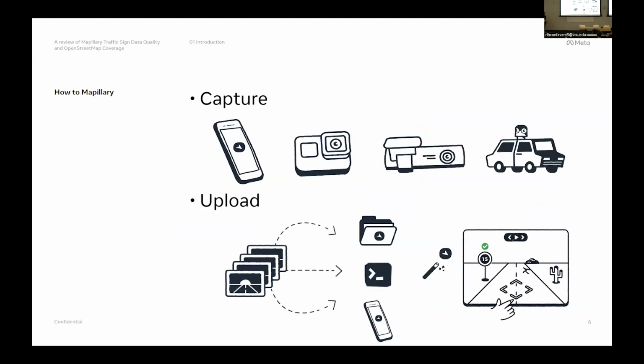And it's quite simple to capture and upload imagery to Mapillary. You can use any camera, smartphone, action cameras, dash cam, and also mobile mapping equipment. And then you can use the desktop uploader and Mapillary tools or a smartphone to upload your imagery to Mapillary. The only requirement is that the image needs to be geotagged.